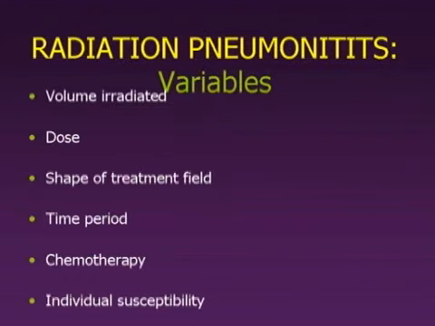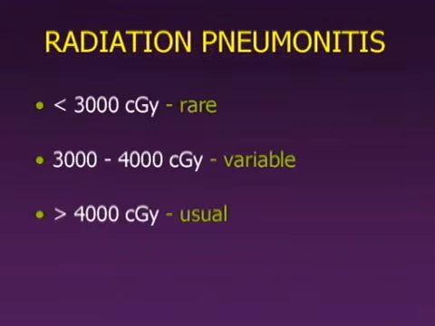Moving now to iatrogenic causes of acute lung syndromes, we're going to discuss briefly radiation pneumonitis and drug reactions. When considering radiation pneumonitis, there are a number of variables. You need to consider the volume of lung that's irradiated, the dose that's been delivered, the delivery schedule, the shape of the treatment field, the time period in which it was delivered, whether there was concomitant chemotherapy, and individual susceptibility plays a factor. Radiation pneumonitis is rare if less than 3,000 centigray are delivered, variable between 3,000 and 4,000, and quite usual over 4,000.